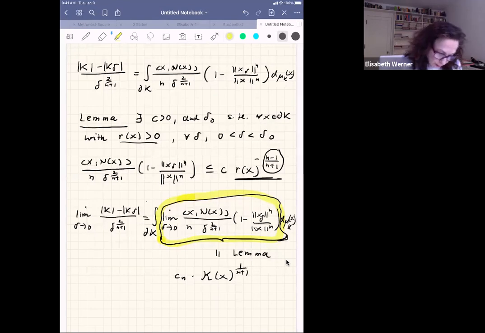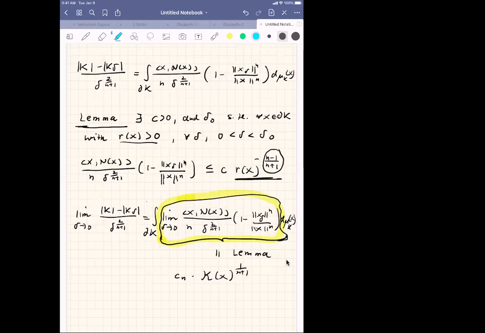Good, so now I want to say two words about the proof of this lemma here, so that we see how this rolling function comes in. So I'm going to discuss now for which x it converges. It is for x where n of x is unique, or where the generalized curvature exists.